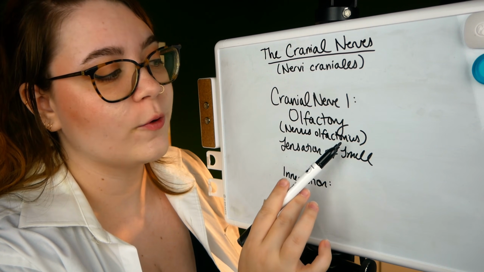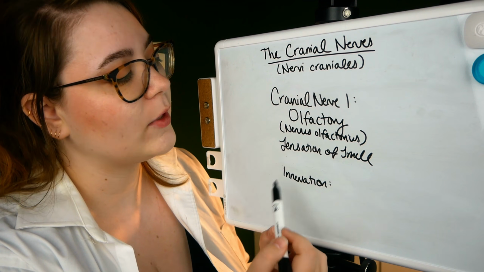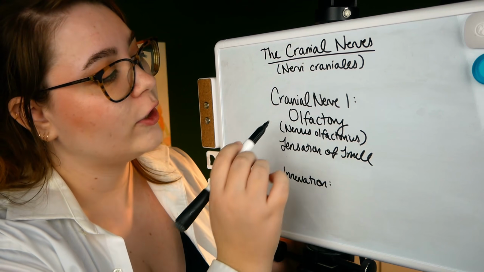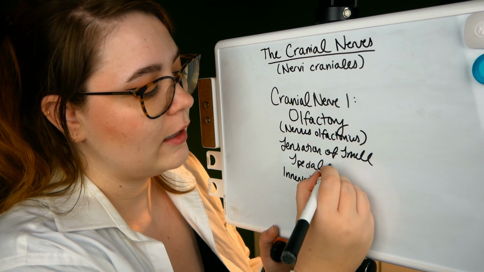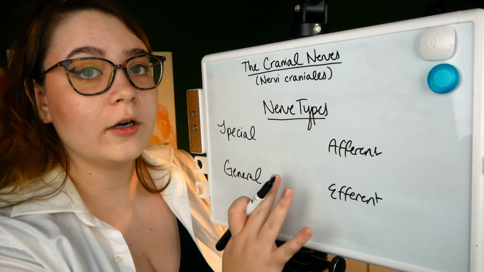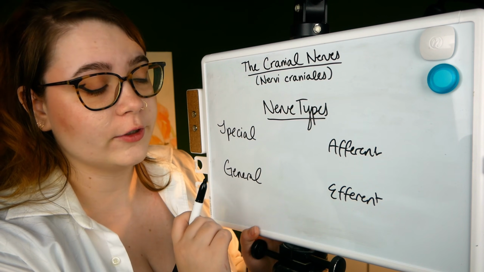So we're going to start with cranial nerve number 1, the olfactory nerve. Nervus olfactorius in Latin. And this supplies your sensation of smell. Cranial nerve number 1 is a special afferent nerve.